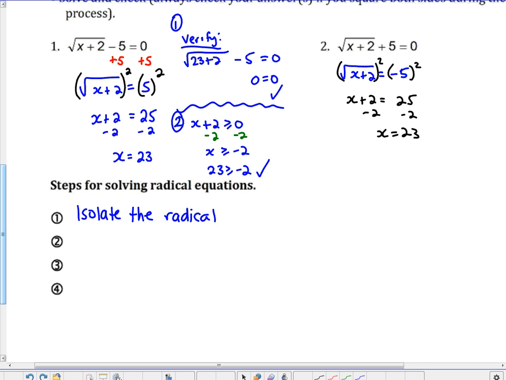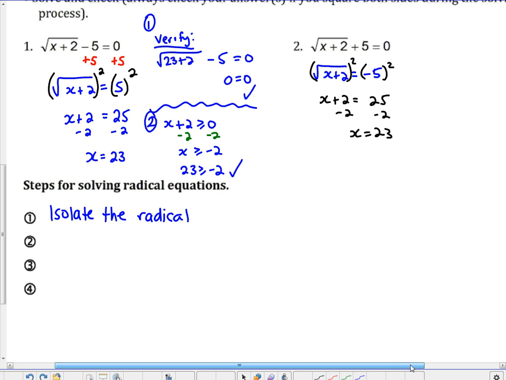You can verify one of two ways. Now, the verification with restrictions doesn't always work. Here, we know x plus 2 has to be greater than or equal to 0, so x has to be greater than negative 2. Is 23 in that range? Yeah, it fits with my restriction, but it's still extraneous. So it's good to know your restrictions, but you still need to verify. You need to plug it back in and check.